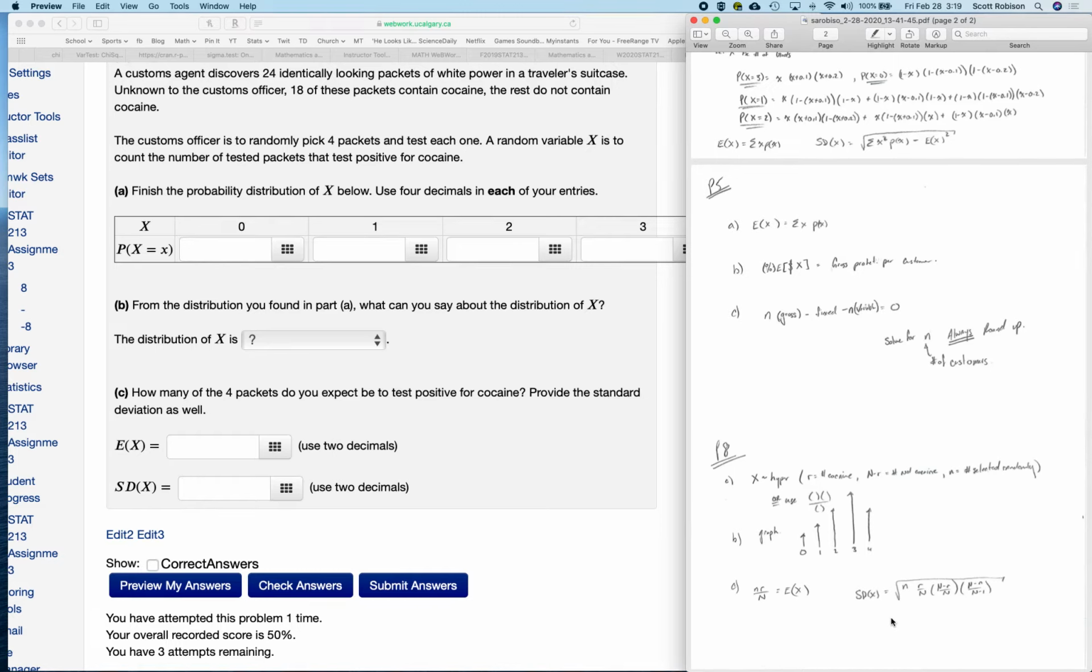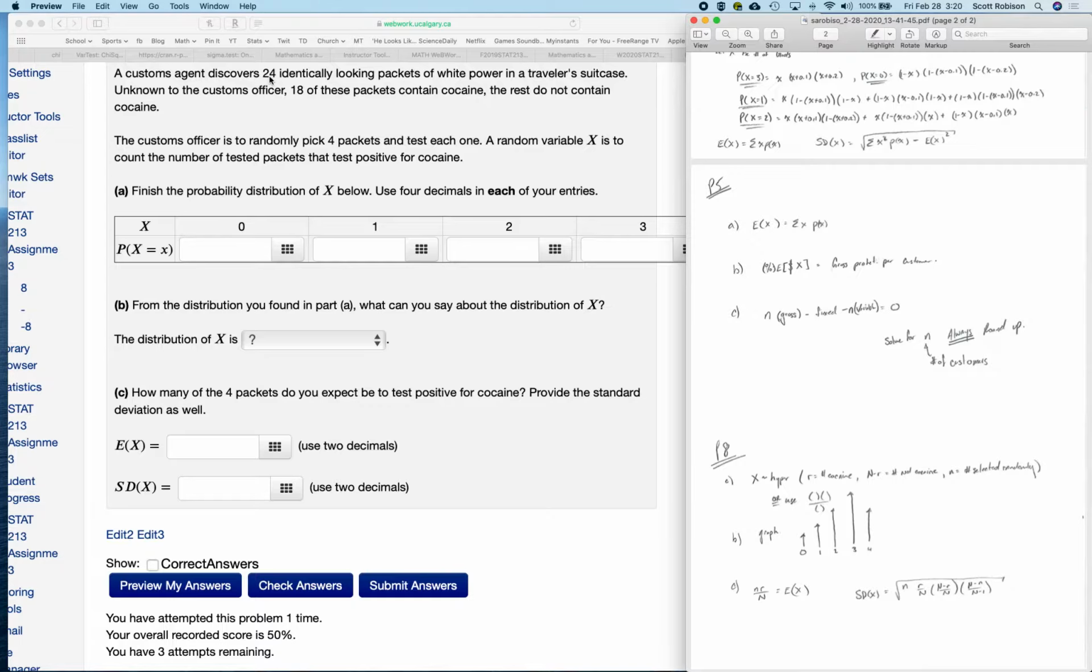Finally, on assignment 3, problem 8, it goes through this idea where you're at an airport and there are 24 identical looking packets of white powder that have been taken from a traveler's suitcase. It turns out that 18 out of the 24 packets are actually cocaine. The remaining 6 are not cocaine. Maybe they're flour or powdered sugar.